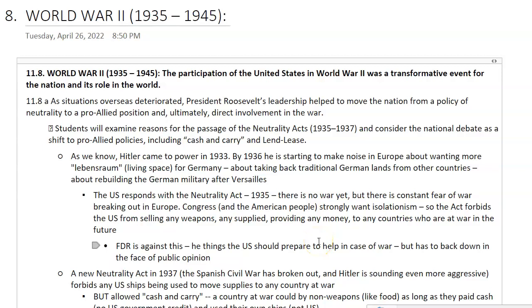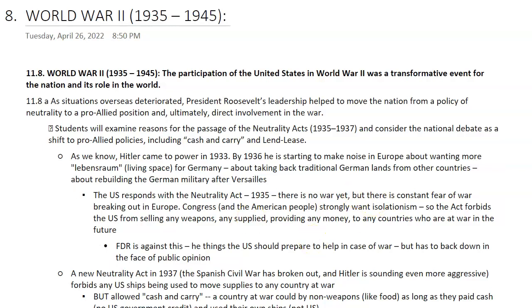Okay, gents, time to take up Unit 8, which is the Second World War. You see 1935 to 45. Second World War ends in 1945, but to understand it, you have to go back a little bit before the war. The war, of course, begins traditionally in 1939 with Germany's invasion of Poland. We'll see that's not quite right. And the U.S. enters in 1941 with the bombing of Pearl Harbor. But we have to go back to 1935.